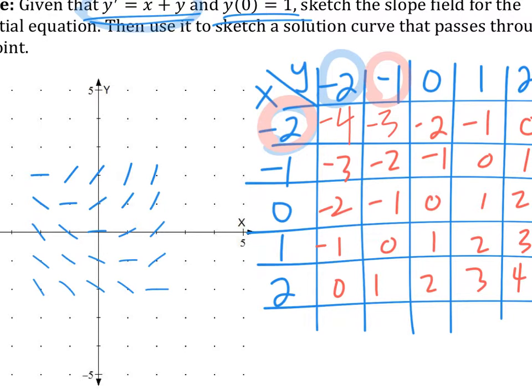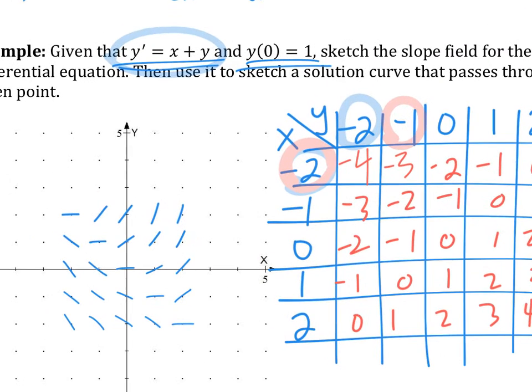You should have your graph looking like this, and they have an initial condition. Initial condition is y of 0 is 1. That means when x is 0, y is 1, right? That's what the initial condition means. Therefore, at x equals 0, y is 1. That is where you're going to start. And then you're going to follow the slope field. The slope field says you're going to turn this way and this way. So this is how the graph will look.